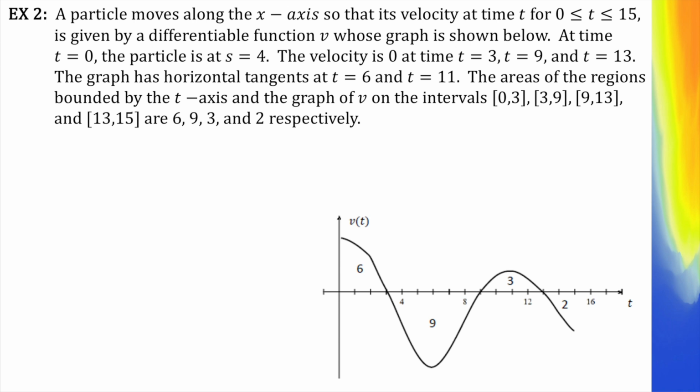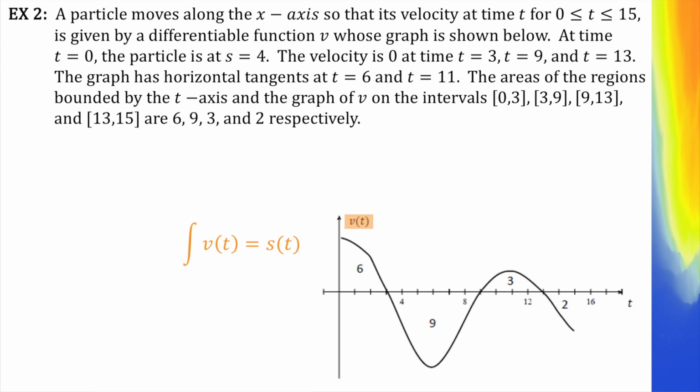Okay, now this one's going to take a second to break down. I'm going to read through the paragraph, and as I do, we're going to work through this graph here at the bottom right. A particle moves along the x-axis so that its velocity at time t, between 0 and 15, is given by a differentiable function v, whose graph is shown below. Okay, so let's just pause and remember, this is a velocity graph, and it's important to make that distinction. At time t equals 0, the particle is at s equals 4.